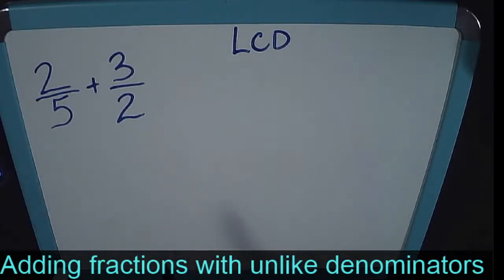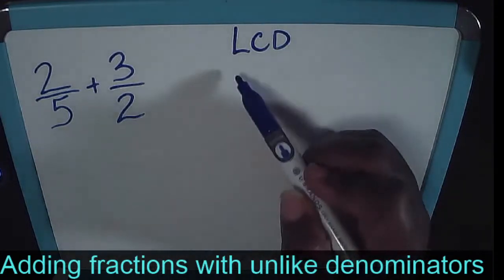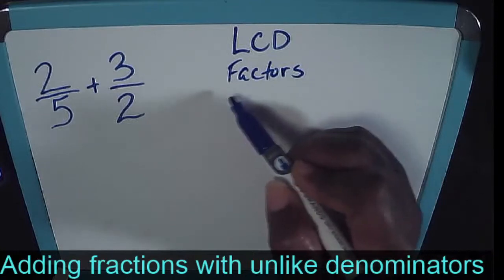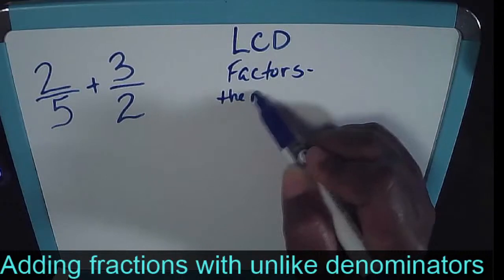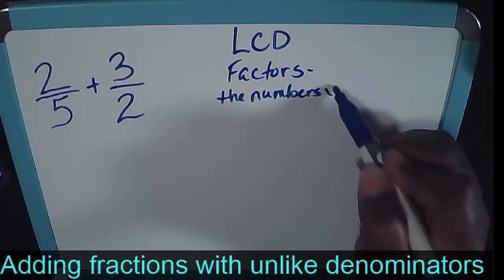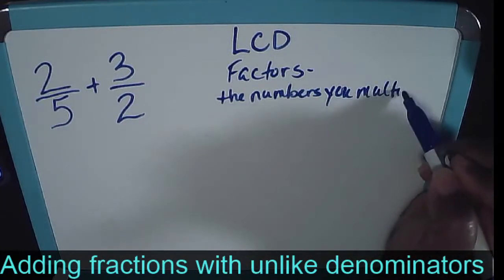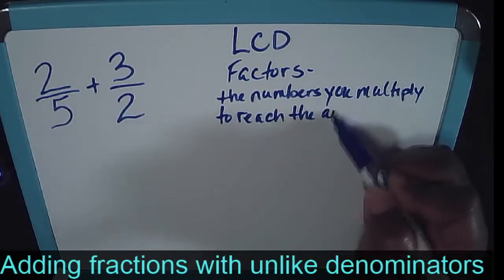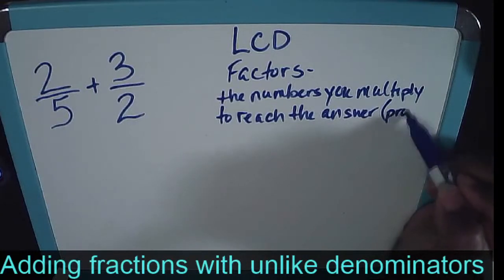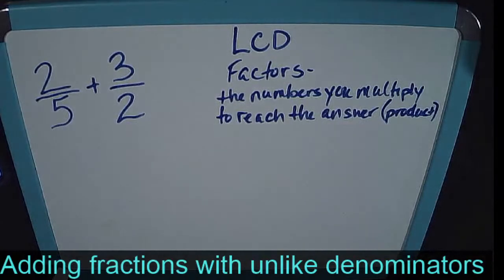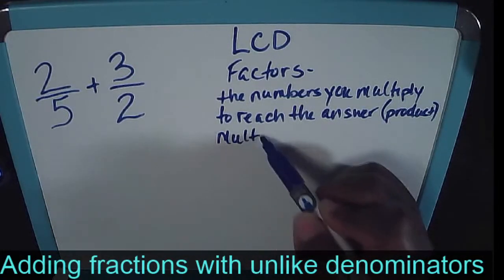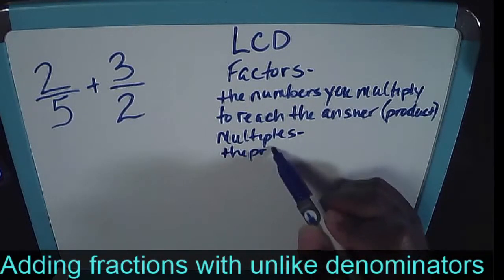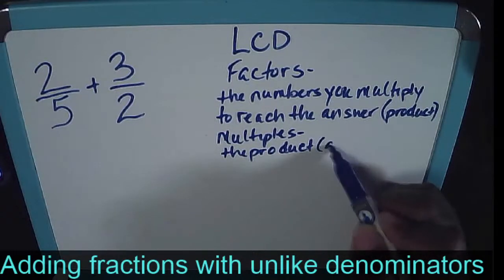When you're doing the multiples of numbers, the multiples are usually those numbers that are the answer to the factors. The factors, the numbers you multiply. And if you're doing multiplication, you know that the answer is also known as the product. The multiples, the product, which is also the answer.